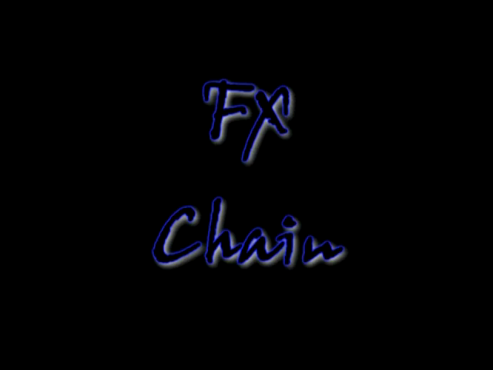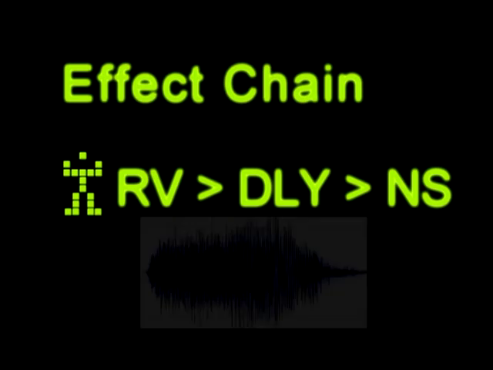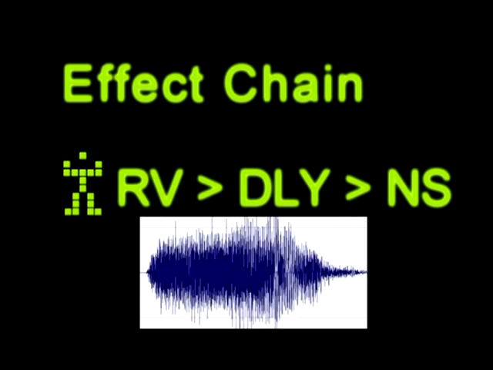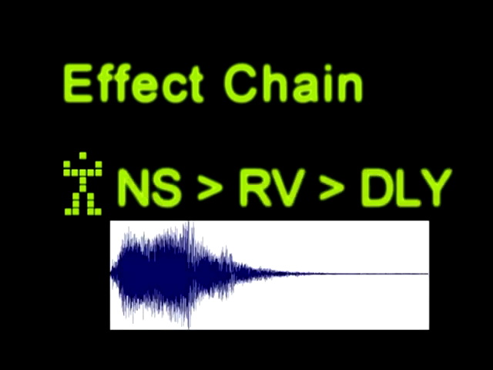The order in which effects are placed within a patch can have a dramatic effect on the overall sound. As an example, if you placed a reverb or delay before the noise suppressor in the chain, the subtle decay of the reverb or delay repeats would be unnaturally cut off by the noise suppressor when they reached a certain level. So, if you place these effects after the suppressor in the chain, the decay will naturally fade out.